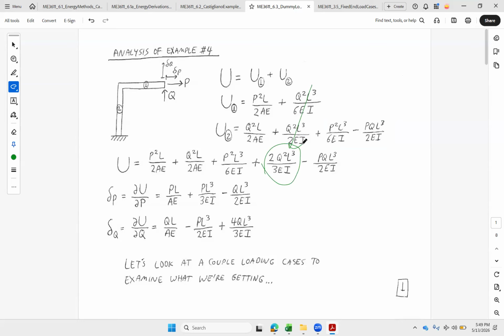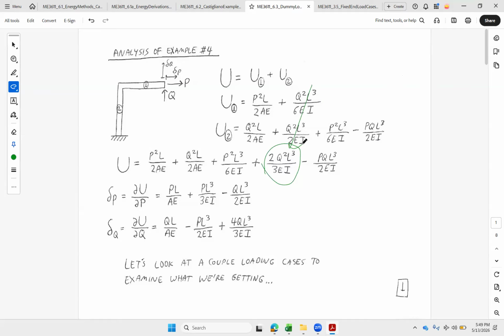And then if we take our vertical displacement, that's going to be QL over AE minus PL cubed over 2EI, and then we got a plus 4/3 QL cubed over EI. Right. Looks great, but we don't really have a way to just say, yeah, that's right or that's not.